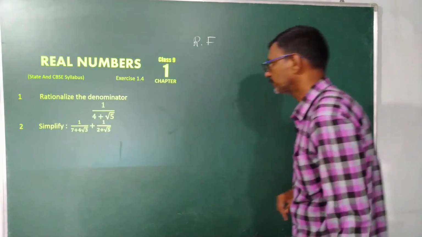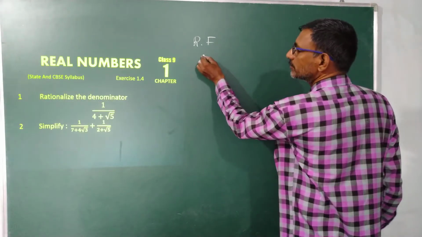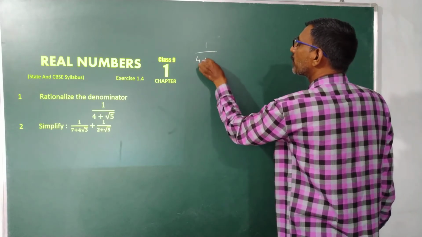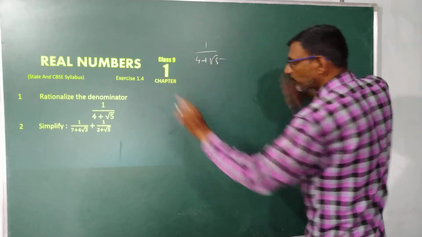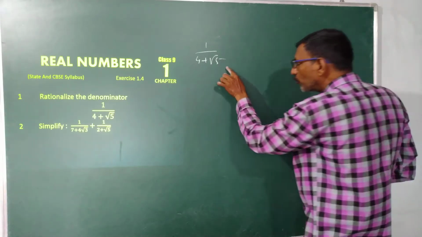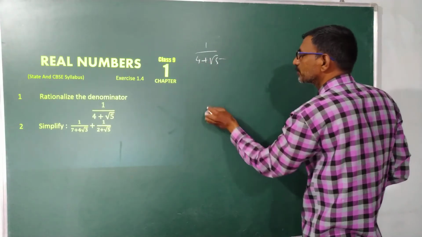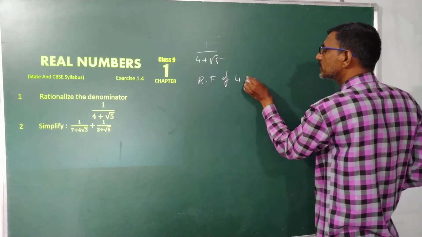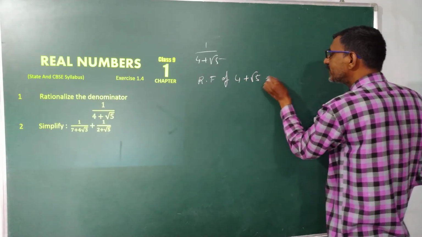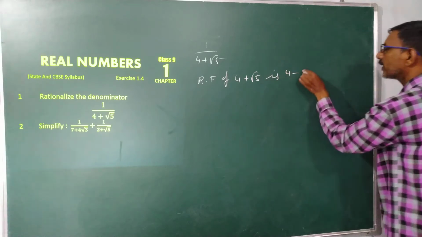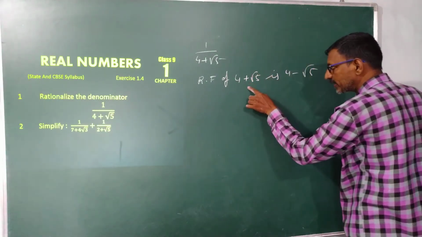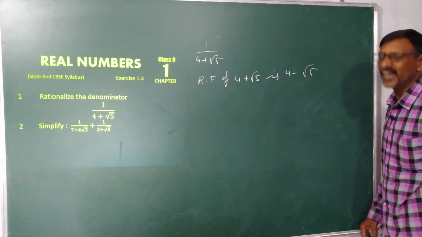See the first problem. One by 4 plus root 5. This is the given problem, and I would like to find the RF of this one. RF of 4 plus root 5 is 4 minus root 5. That's all. By multiplying with this one, we get a rational number.